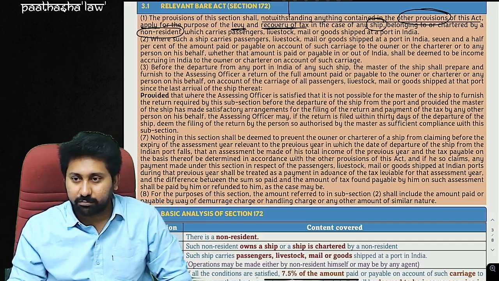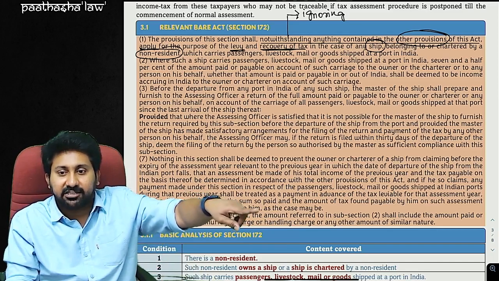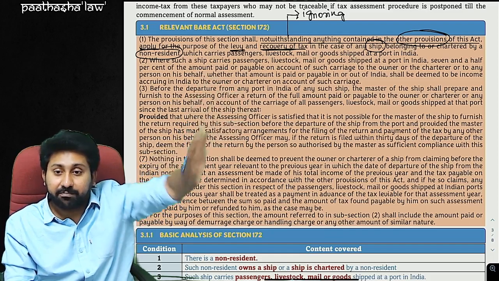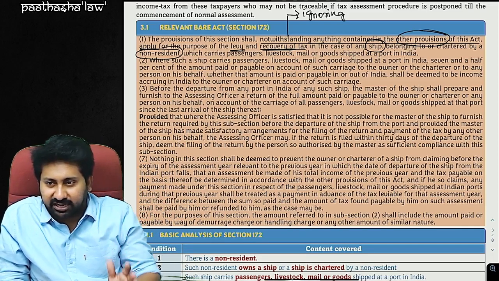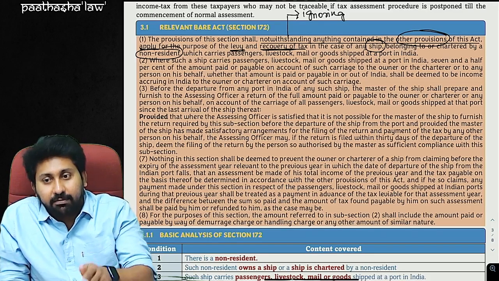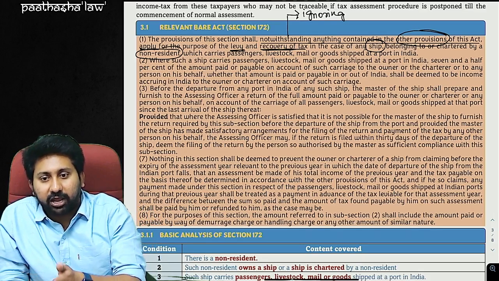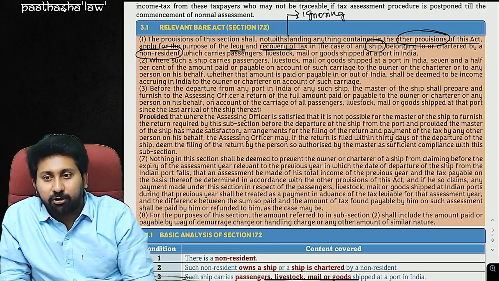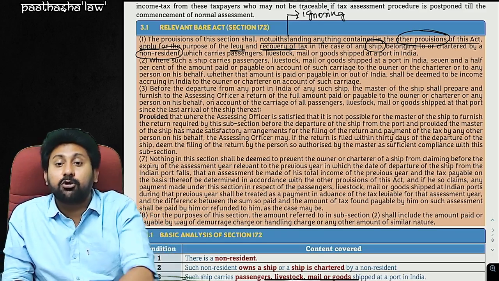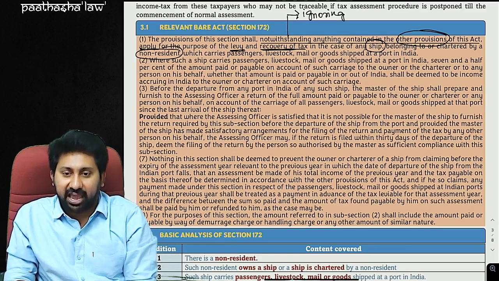Number one, next, where such a ship, the ship carrying the passengers, livestock, chartered by or belonging to a non-resident, shipped at a port in India, carries passengers, livestock, etc., 7.5% of the amount paid or payable on account of such carriage to the owner or the charterer or to any person on his behalf, whether that amount is paid or payable in or out of India, shall be deemed to be income accruing in India to the owner or charterer on account of such carriage.